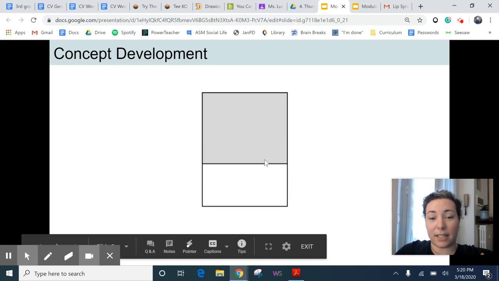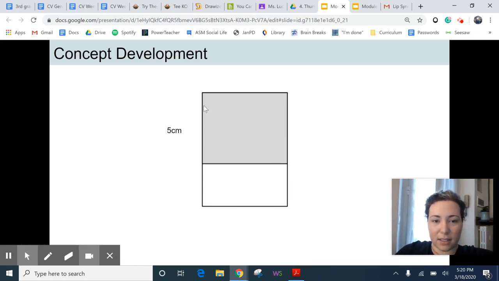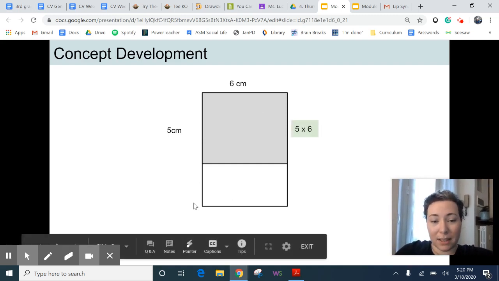Here you can see a rectangle that's been split into two parts. We are going to find out what the dimensions are. The dimension of this gray part is 5 centimeters, and this part is 6 centimeters. So to find the area of this part, we can multiply 5 times 6. We don't know the dimension of this other part yet, but it is 3 centimeters. So again, we can find the area of this part by multiplying the length times the width, which gives us 3 times 6.